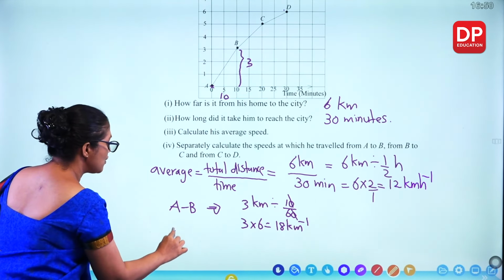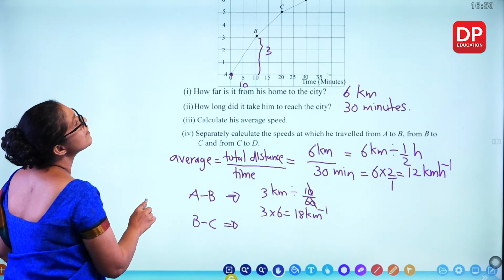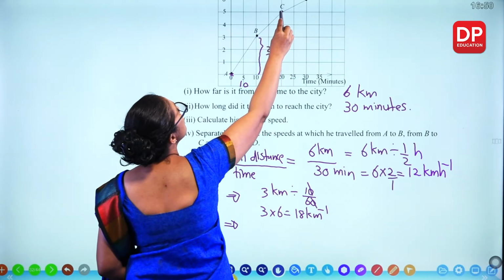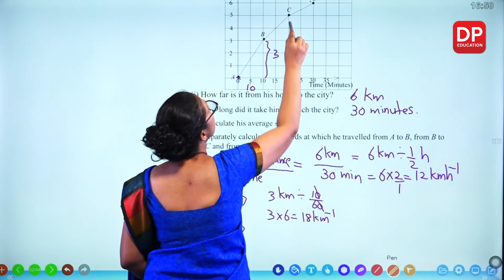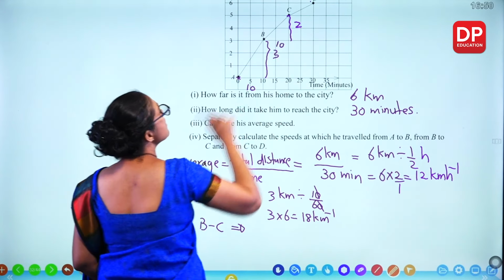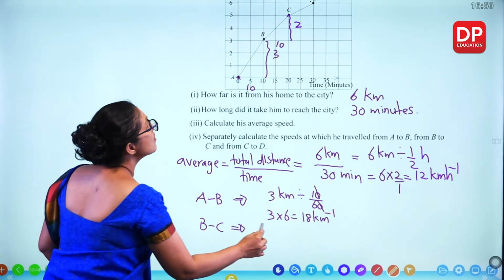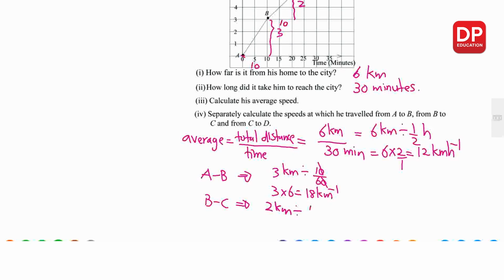Now we'll find B to C. B to C, refer the next one. Next part. What's the distance here? 5 minus 3. You get 2 here. And what's the time? 20 minus 10. That's also 10. You can write 2 kilometers within 10 minutes. Convert to hours, you divide by 60. So 2 times 6. You get 12 kilometers per hour.